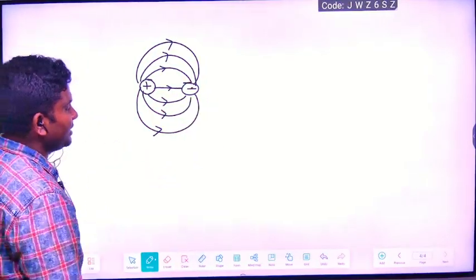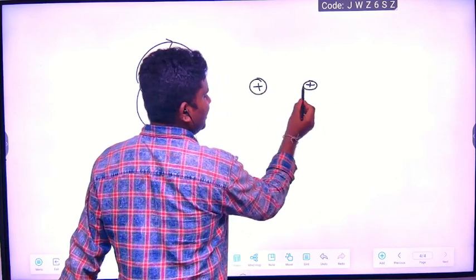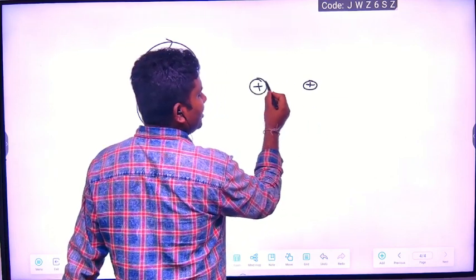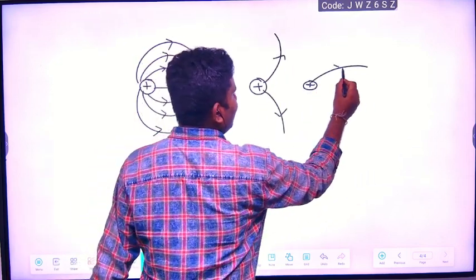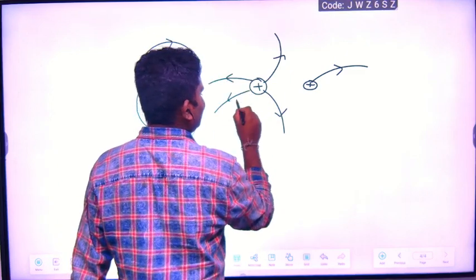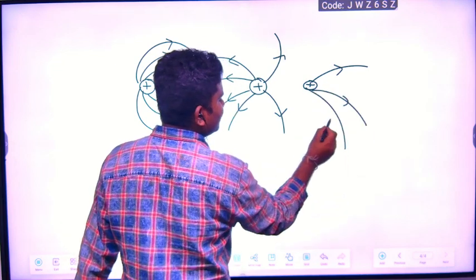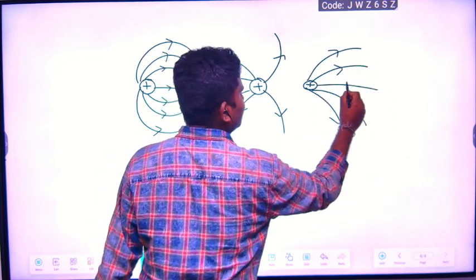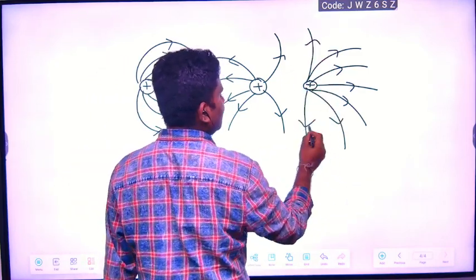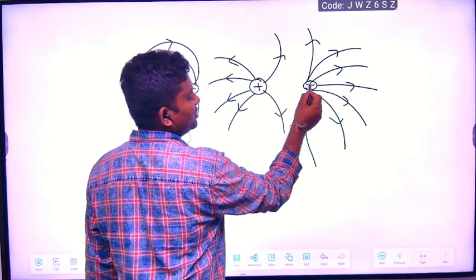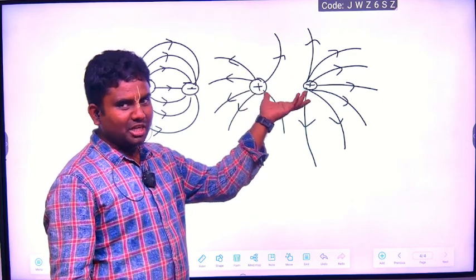If I take the same like charges, what will happen? Because of repulsion, electric field lines never move towards the positive charge. Here also it will give electric field lines, and here also it will give electric field lines. So both are originators of the electric field lines. That's why the electric field lines will start to repel. There is no movement of field lines from this charge to this charge, because both are the same charges, so both are originators of electric field lines.